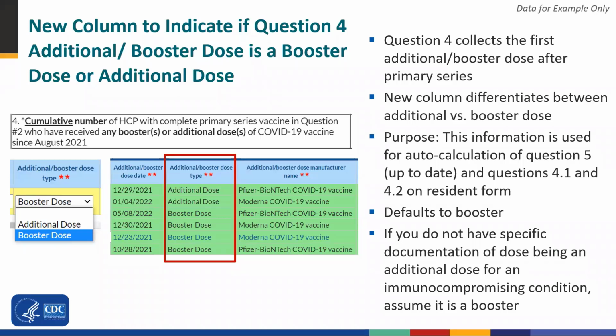So if you do not have any specific documentation of the dose being an additional dose for an immunocompromising condition, you should just assume it's a booster dose and you don't have to do anything because, like I said, as soon as you enter the date for additional or booster dose, it's going to auto-complete this new column to booster dose. And then you just go ahead and enter the additional or booster dose manufacturer. And the reason that we still enter manufacturer is because as you saw on the up-to-date slide that I showed 2 slides ago, the manufacturer information is still needed in order to accurately determine up-to-date status. So that's why it's still being collected on the PersonLevel form.